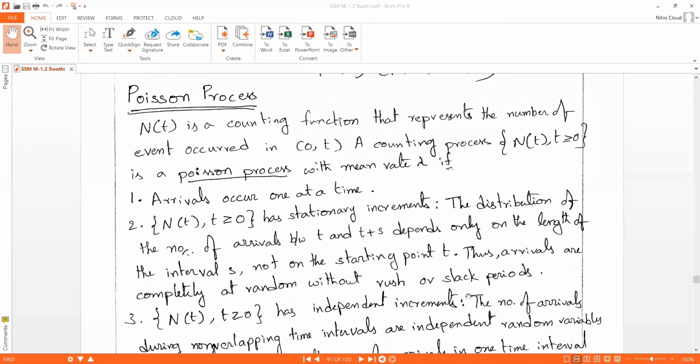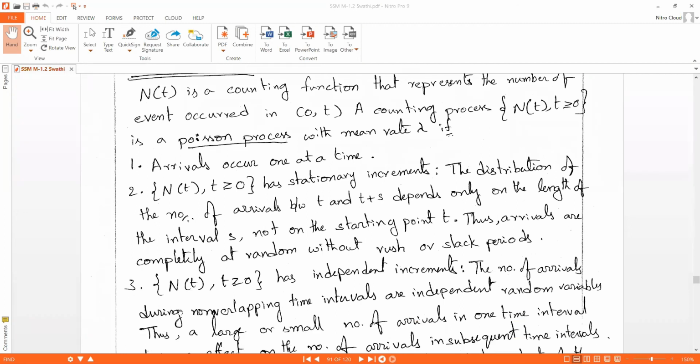Okay, then the distribution of number of arrivals between t and t plus s depends only on the length of the interval s, not on the starting point t. So the arrivals are completely at random without rush or slack periods.